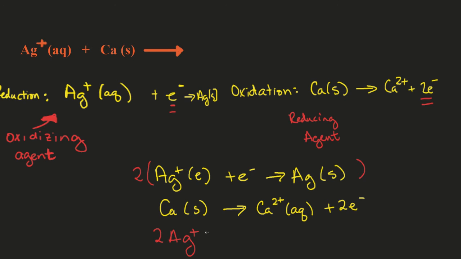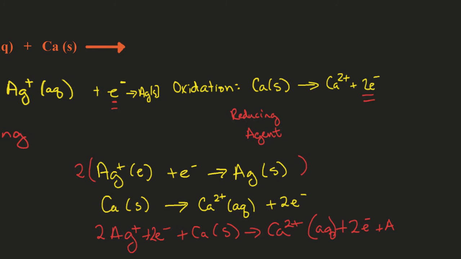2Ag+ plus 2 electrons, plus Ca(s) gives you Ca2+ (aq) plus 2 electrons plus Ag(s). Oh no, plus 2 Ag(s).